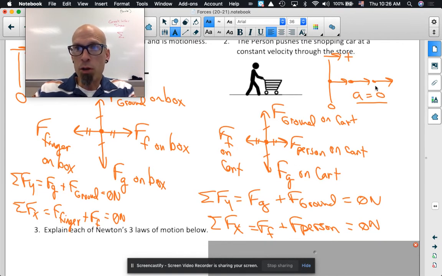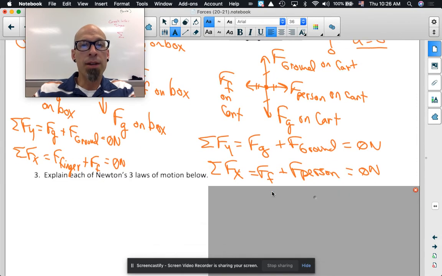that should be it. So again, motion map, showing the acceleration, force diagram with summation equations. Now, if we had numbers, we could put numbers in here. We don't have any numbers, so we don't put numbers in. Now, next question.